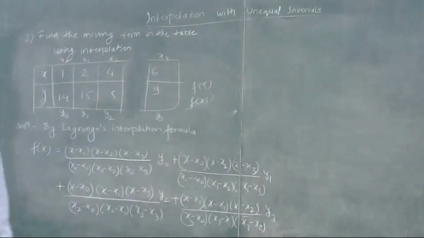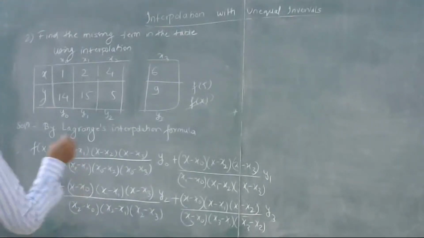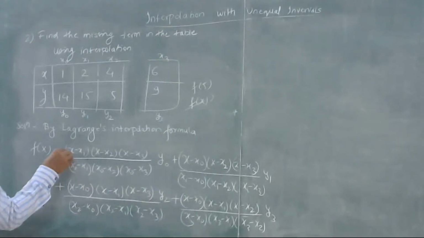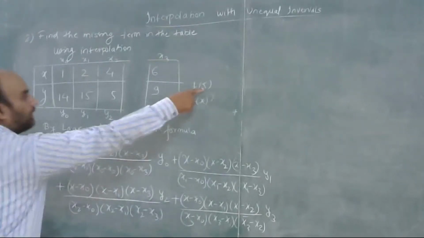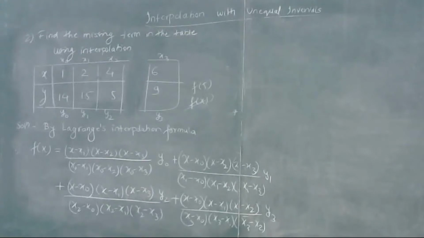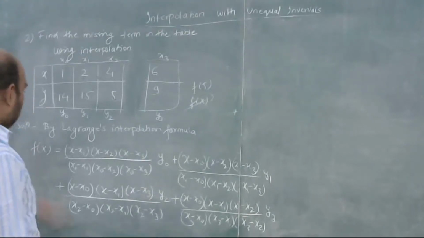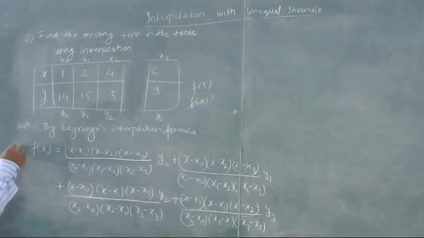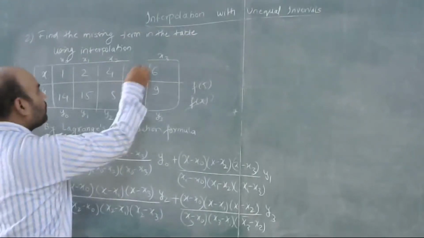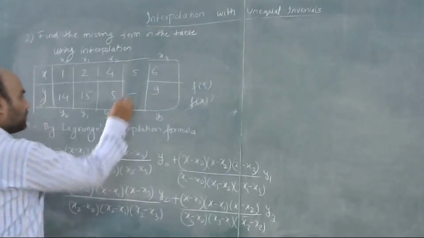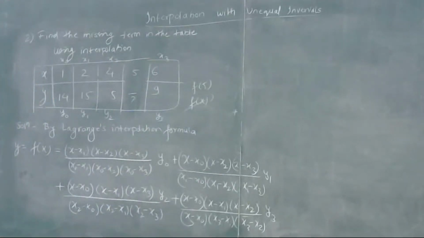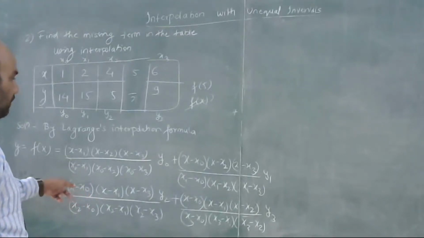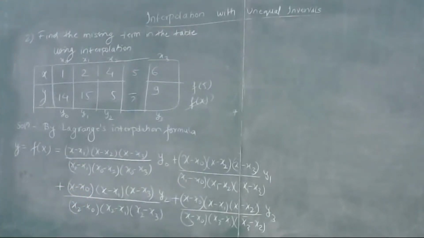Now, here you can directly substitute the value of x as 5. Okay. So here you have to find the value of f of x, or y, at x is equal to 5. Okay. So this is unknown. So now directly substituting the values of x.